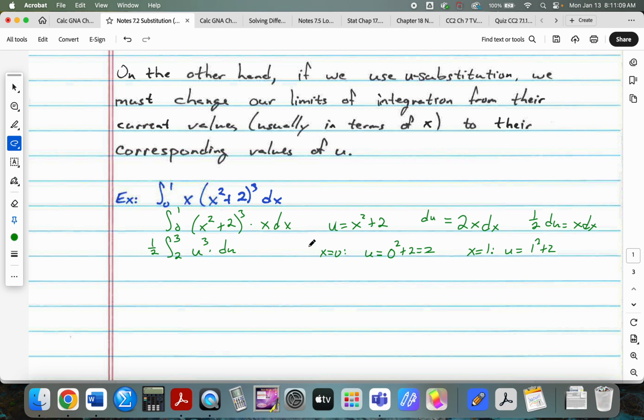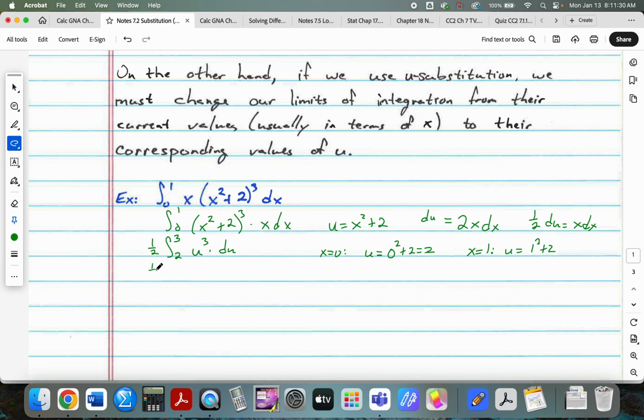The nice thing about this is, you know how when we do a u substitution, after we do the integration, we have to switch it back into terms of x? With this, since we've already compensated for that part of it, we can just do the antiderivative, substitute in 3, substitute in 2, subtract, and we're on our merry way.